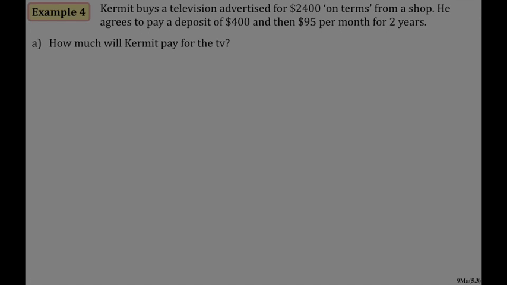Let's go to example 4. Kermit buys a television which is advertised for $2,400 on terms from a shop. That means that you can get a loan on it. He agrees to pay a deposit of $400. Then he pays $95 a month for 2 years until he has paid the TV off. So how much is he going to pay back altogether?